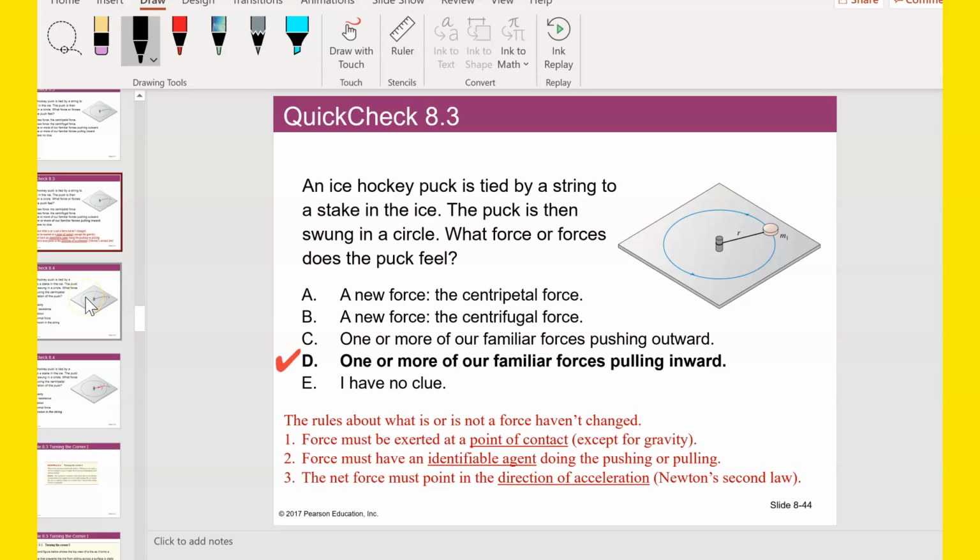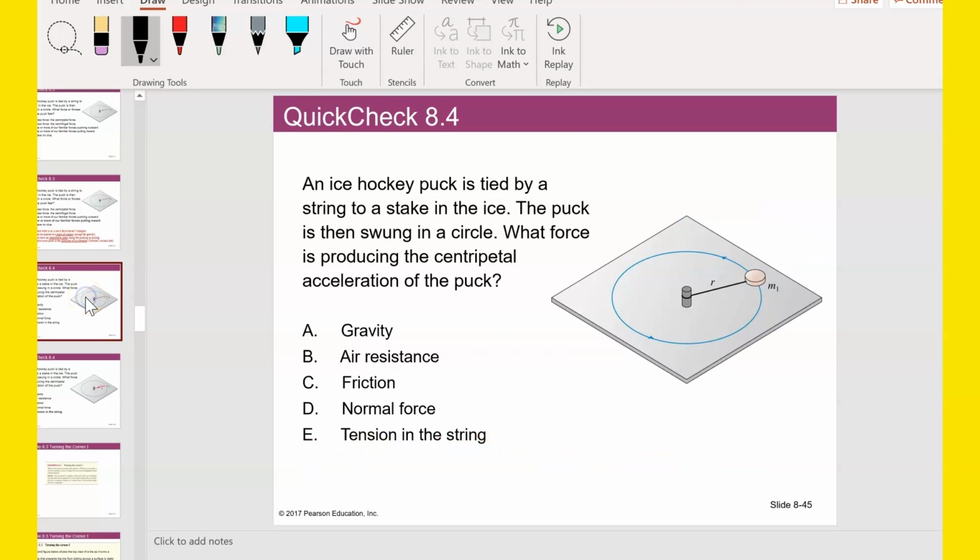Hello physics students, we're going to call this part 2 for chapter 8. Alright, we made it to slide 44 in class, so that's why I'm picking up with this video on slide 45.